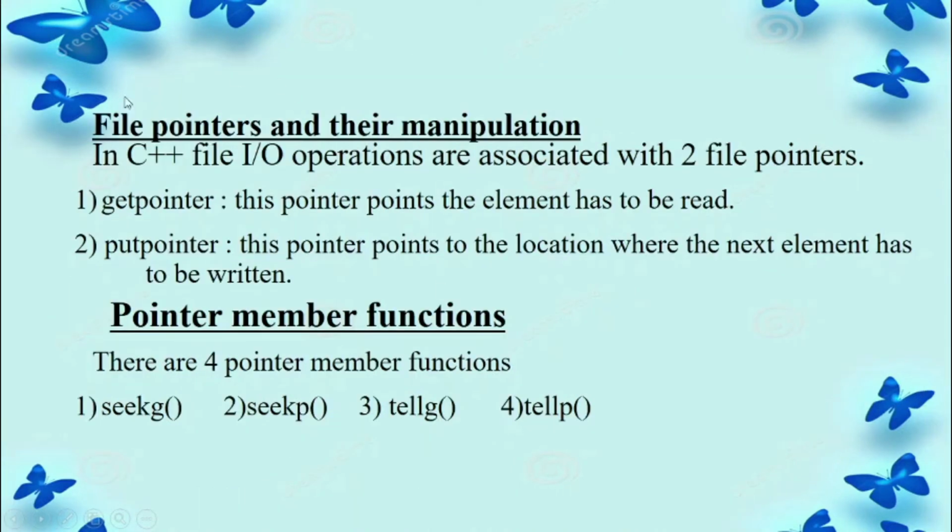Clear? Now let us see the last part of the chapter, that is file pointers and their manipulation. So in C++ file I/O operations, that is input output operations, are associated with two file pointers. One is the get pointer, the other one is the put pointer. The get pointer points to the element to be read, and the put pointer points to the location where the next element has to be written in the file. So there are 4 member functions: seekg, seekp, tellg, and tellp.